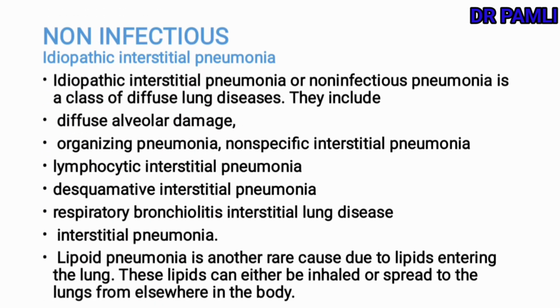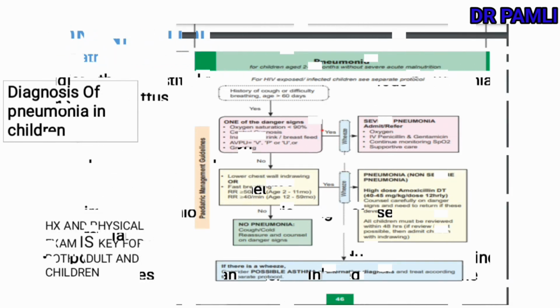Non-infectious, that is idiopathic interstitial pneumonia. Non-infectious pneumonia is a class of diffuse lung disease. They include diffuse alveolar damage, organizing pneumonia, non-specific interstitial pneumonia, lymphocytic interstitial pneumonia, desquamative interstitial pneumonia, respiratory bronchiolitis, interstitial lung disease, interstitial pneumonia. Lipoid pneumonia is one rare cause due to lipids entering the lung. This lipid can either be inhaled or spread to the lungs from elsewhere in the body. So you see, pneumonia is very, very serious.